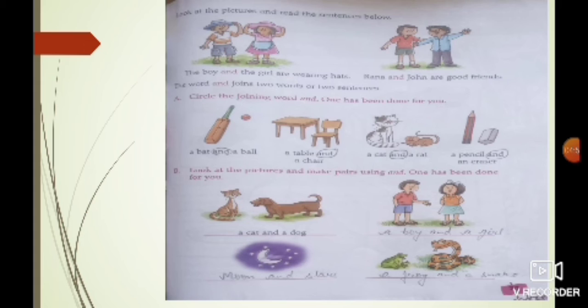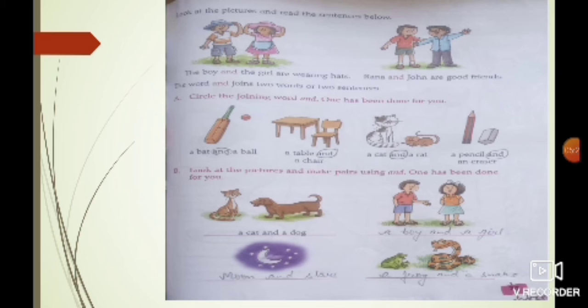Next picture, a table and a chair. Again you have to circle and. Next picture is of a cat and a rat. Again you have to circle and. A pencil and an eraser. Again you have to circle and. I think you all must have understood.